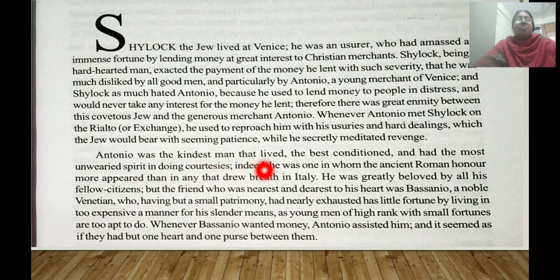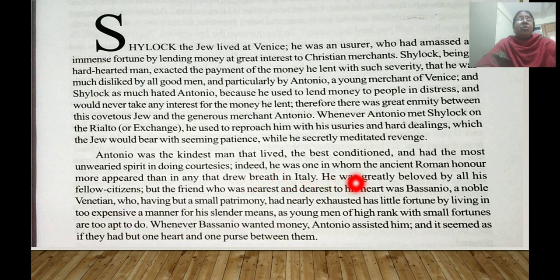Antonio was the kindest man that lived, the best conditioned, and had the most unwearied spirit in doing courtesies. So Antonio was the kindest man that ever lived. Condition here means experienced, sober, or a person who has learned a lot through experience, and now he is conditioned to all that is happening. He had the most unwearied spirit in doing courtesies, so he was always kind to all his fellow beings. He was very courteous. He showed a lot of courtesies to everyone who met him and whom he met. So helping out, being kind, being polite, being good, these were the characteristics of Antonio.